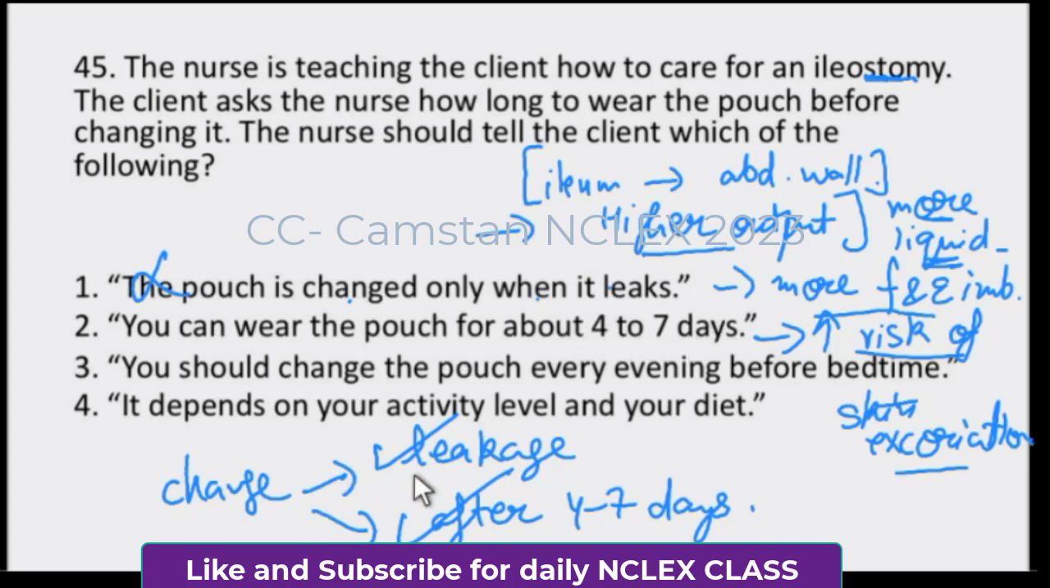Yes, as I already told you that we have to change the pouch after 4 to 7 days, so we can wear it for about 4 to 7 days, right? So this option is correct. Next one is you should change the pouch every evening before bedtime. It is not necessary to change the pouch every evening, right? So not correct. It depends on your activity level and your diet. Well, the diet and the activity level doesn't affect the schedule of changing the pouch, so not important. So the correct option is the second one, that is you can wear the pouch for about 4 to 7 days, right? So thank you.